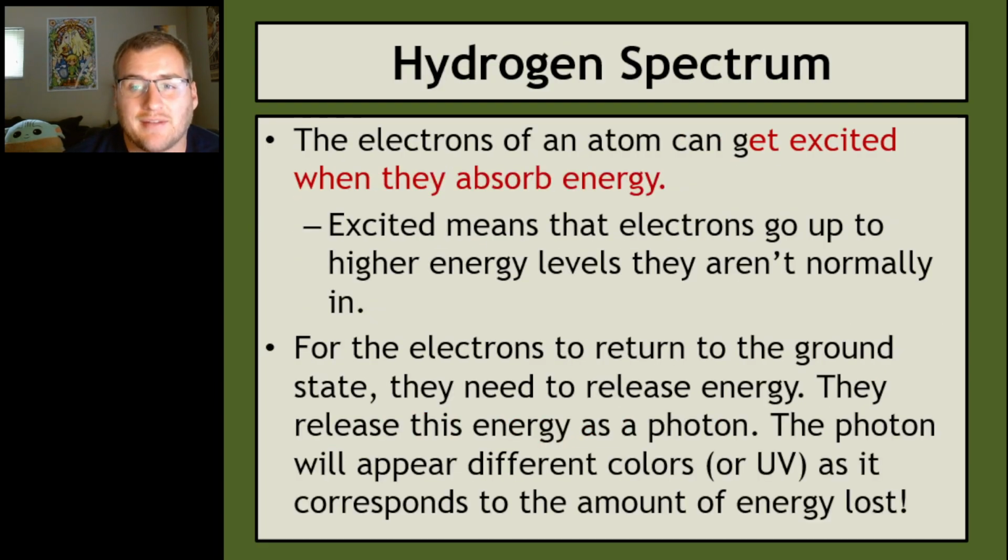The electrons of an atom can get excited when they absorb energy. Excited means the electrons go up to a higher energy level than they were supposed to be in, meaning maybe it was in the 2p orbital normally. If it absorbs a photon, it can go up to the 3p orbital or the 4d orbital or any other orbital above it. For electrons to return back to the ground state, they need to release energy. They release this energy as a photon. The photon will appear different colors or ultraviolet as it corresponds to the amount of energy lost.